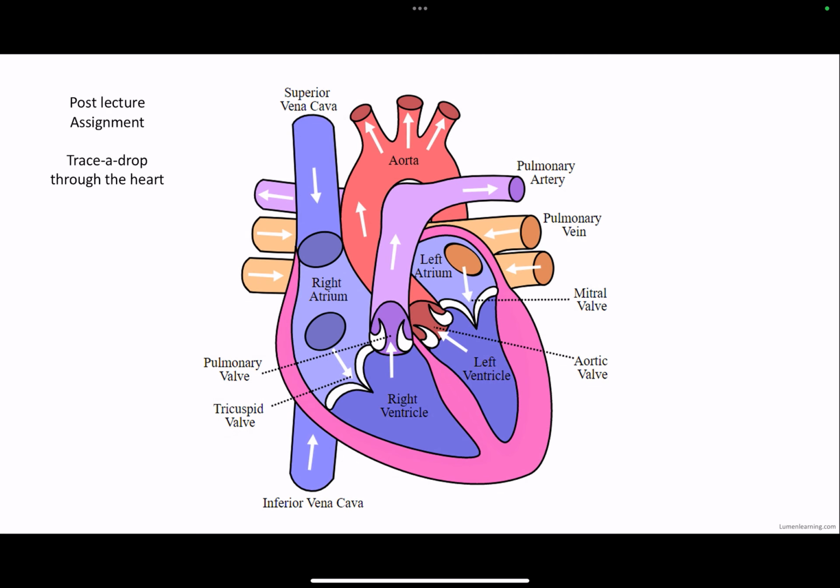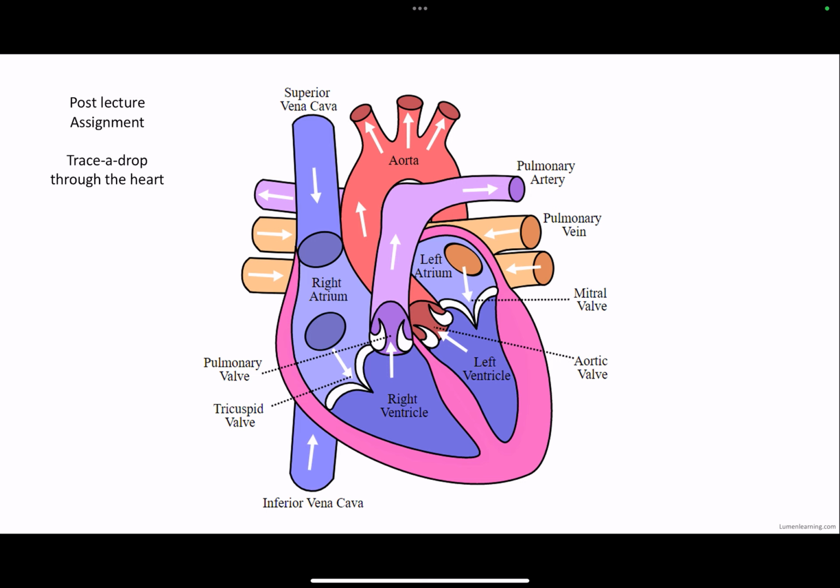So you do have a post-lecture assignment. This is PLA number 4, where you are going to do blood flow through the heart. Now, there is a diagram in your textbook to help you remember that. You can use this diagram to help you do that as well. The PLA gets you started. It tells you where to start, inferior vena cava to the tricuspid valve, and so on and so forth.